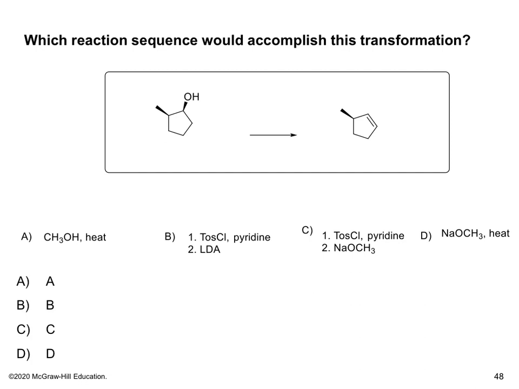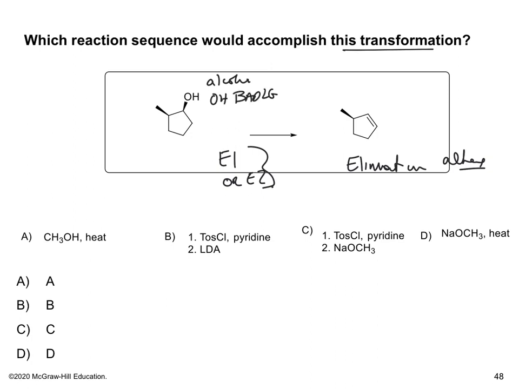Okay, so which reaction sequence would accomplish this transformation? This is obviously going to be elimination. Why? Because your product is an alkene. So this is some form. Is it E1 or is it E2? I don't know yet. I have to look at things. This is an alcohol. I know that alcohols or OHs are horrible, bad leaving groups. And I see that's a secondary.